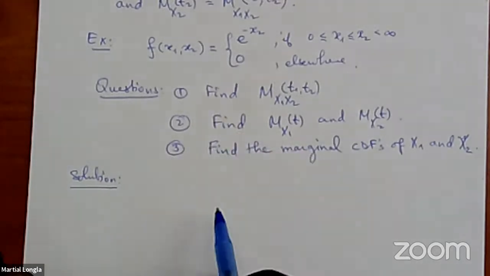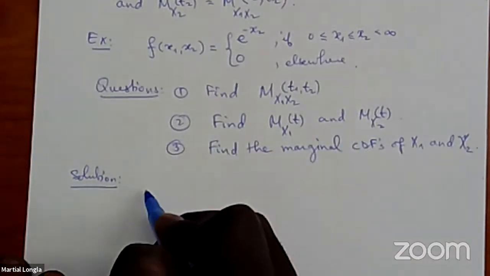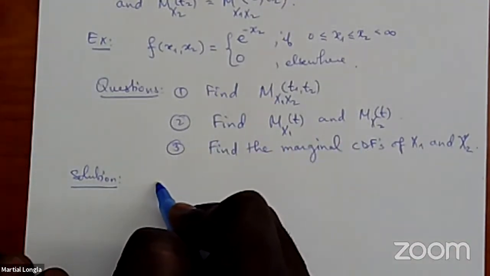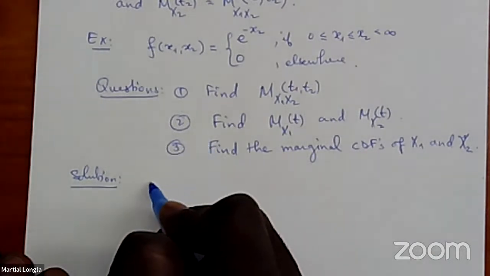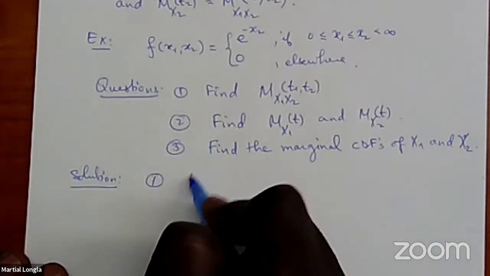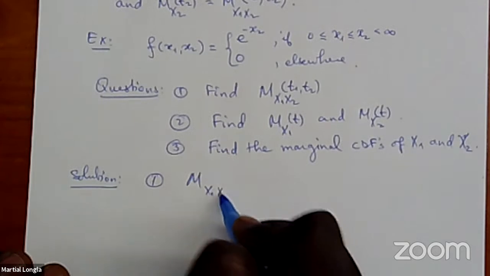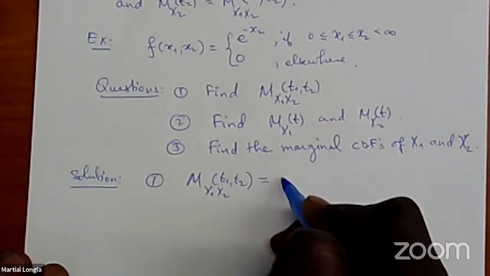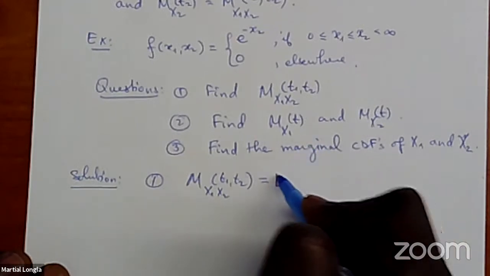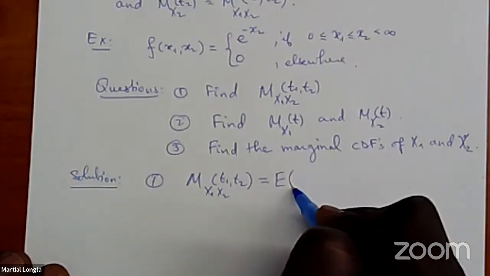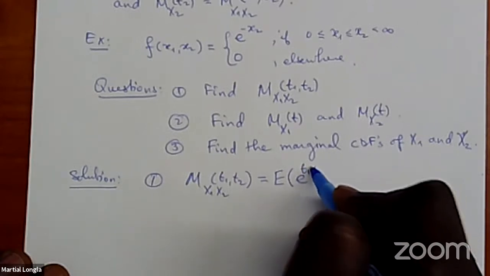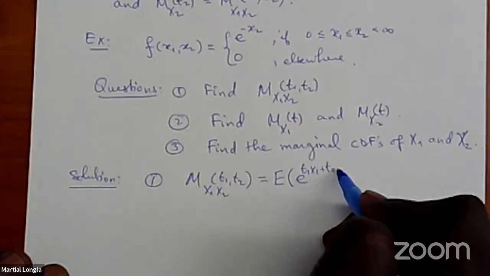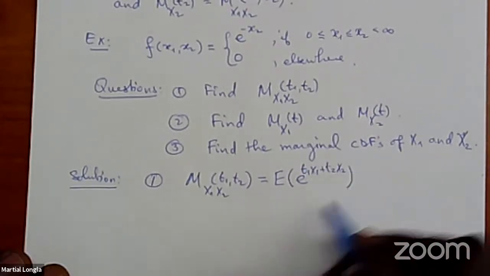Now, so how do we find the moment generating function here? It says that M of x1, x2 of t1, t2 is equal to the expected value of e to the t1 x1 plus t2 x2. That's the definition.